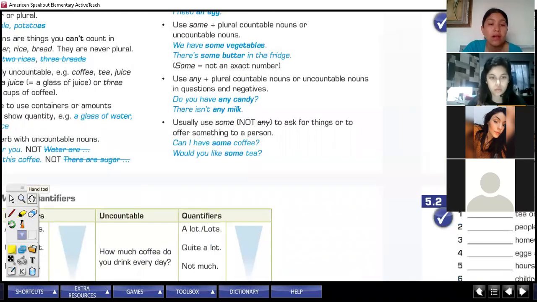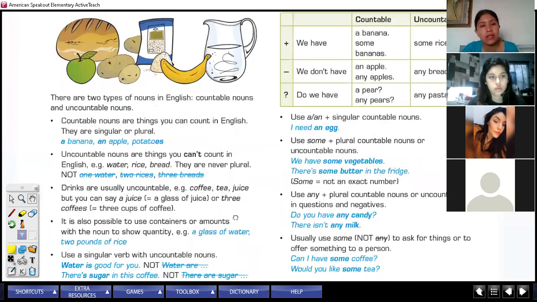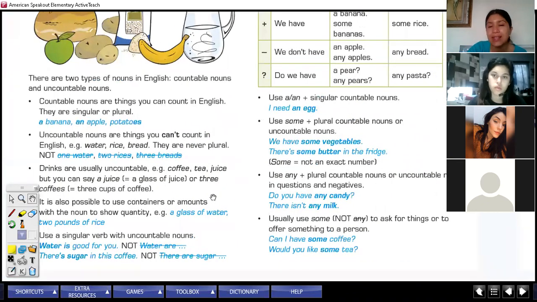There are two types of nouns, countable and uncountable. Countable nouns are things you can count in English, and they are singular or plural. For example, a banana or bananas, an apple or apples, a potato or potatoes, right? So these are nouns that I can make plural. Uncountable nouns are things you can't count in English. For example, water, rice, bread, and they are never plural. I mean, yo no digo breads, yo no digo rices, yo no digo waters.